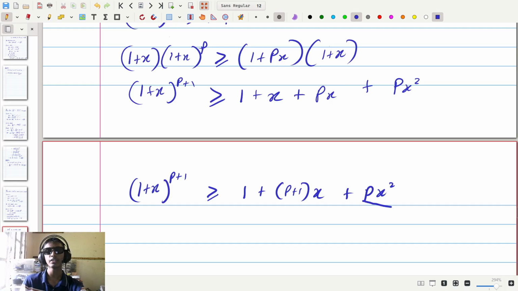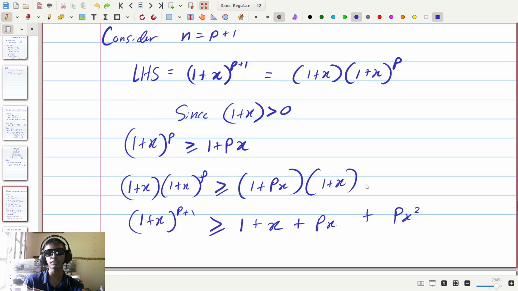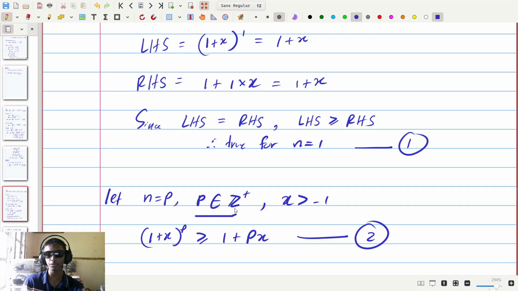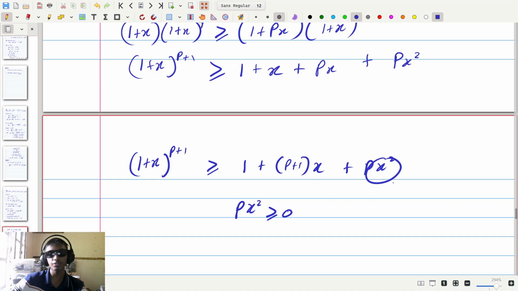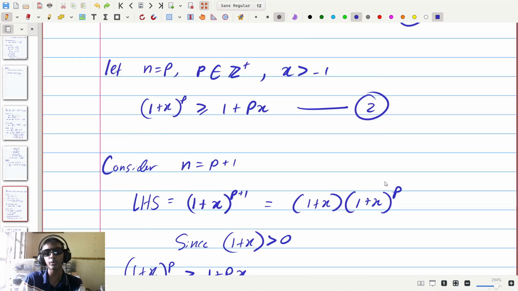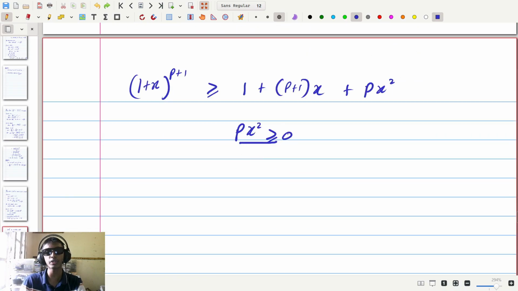Now, since x is greater than -1 and it's a real number, x squared is going to be a positive real number. Since x squared is a positive real number and p is a positive constant, since we assume that p is an element of the positive integers, we know that p times x squared is greater than or equal to 0. It could be equal to 0 since x could be equal to 0, since our only condition was that x is greater than -1 and 0 is greater than -1. But we know for sure that it is not less than 0 since x is a real number.